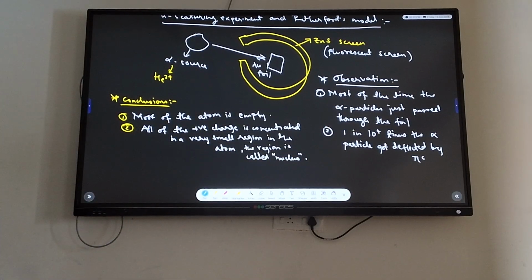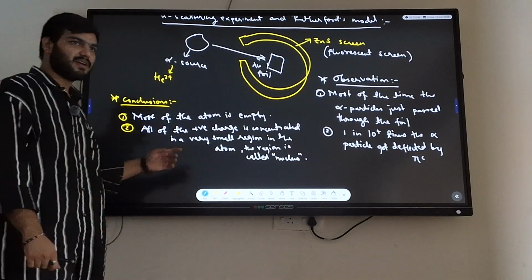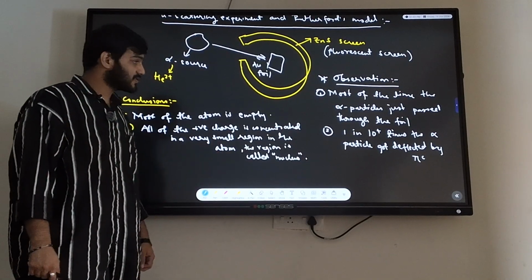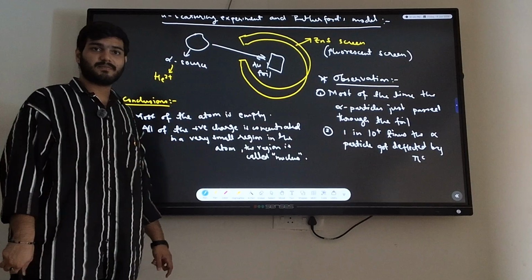Is it readable for everyone, by the way? I'm writing a little fast, so the handwriting is not so good, but hopefully it's readable.